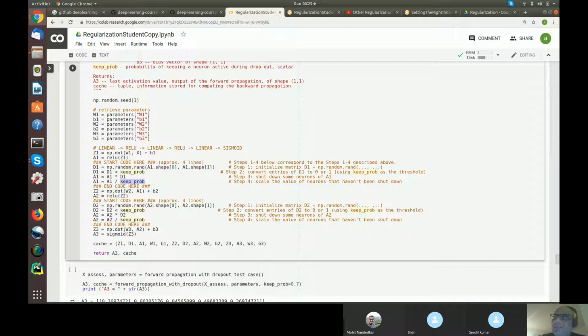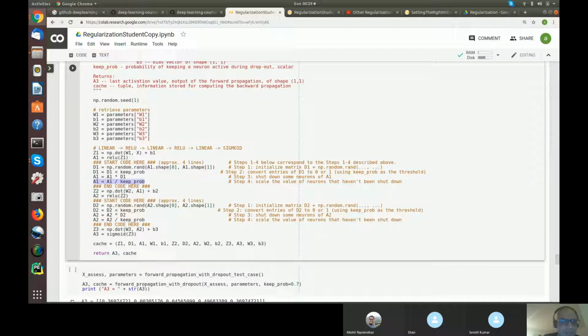This is known as inverted dropout, where we now divide the activation by the keep probability to increase their values by the same amount which they were decreased by turning the neurons to zero. So if 20% neurons were turned to zero, now by dividing it by 0.8, sort of increasing it by about 20%.